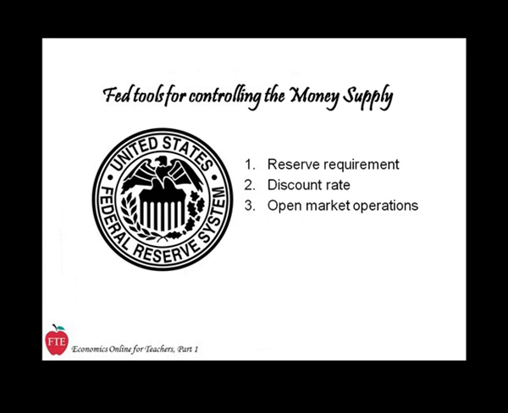While the day-to-day oversight of banking practices is important, the critical job assigned to the Fed is controlling the money supply, and it does this by using three tools: the reserve requirement, interest rates, and open market operations to manage the lending process.